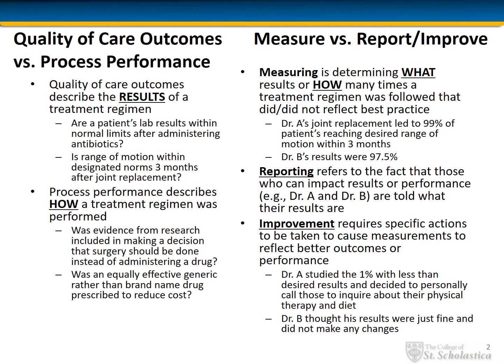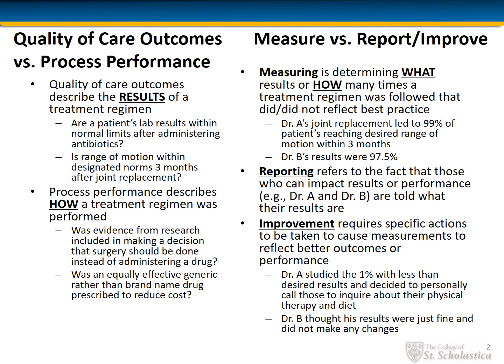The scenarios on this slide comparing outcomes versus process measures, and then measure versus reporting and improvement, certainly point to this. In the case of the outcomes versus process performance, some examples for outcomes are a patient's lab results within normal limits after administering antibiotics. Is range of motion within designated norms 3 months after joint replacement?